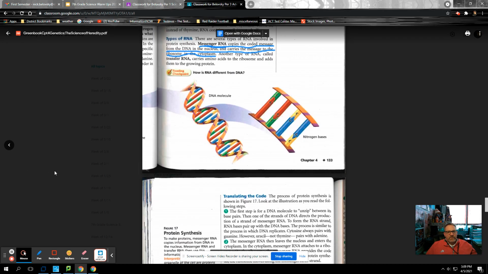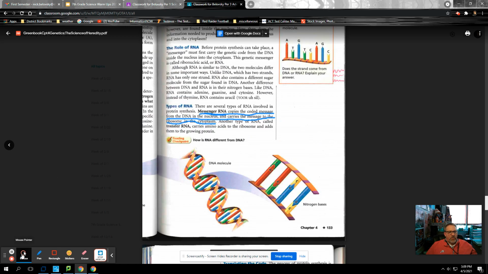Then we need to write down a definition for transfer RNA. We're going to use purple. Transfer RNA carries amino acids to the ribosome and adds them to the growing protein. Hit pause and we'll talk more about it. Okay, you got transfer RNA written in. What is transfer RNA?